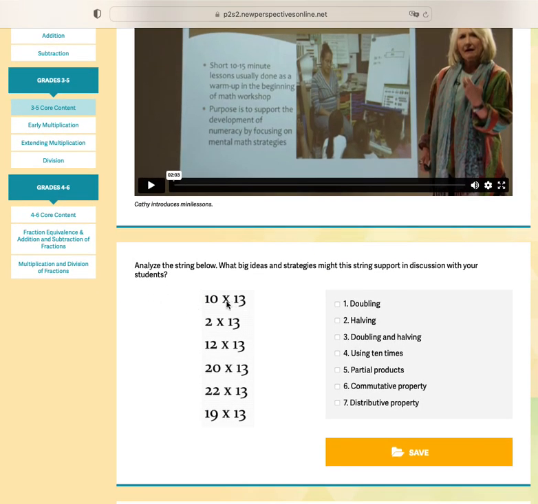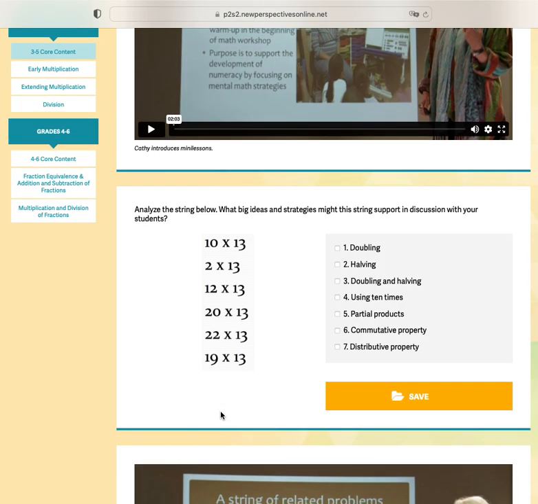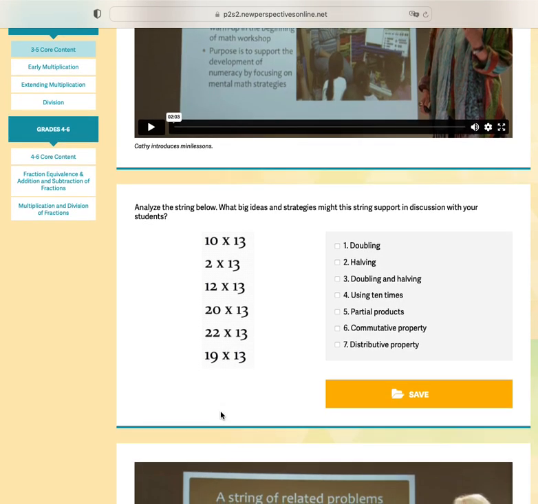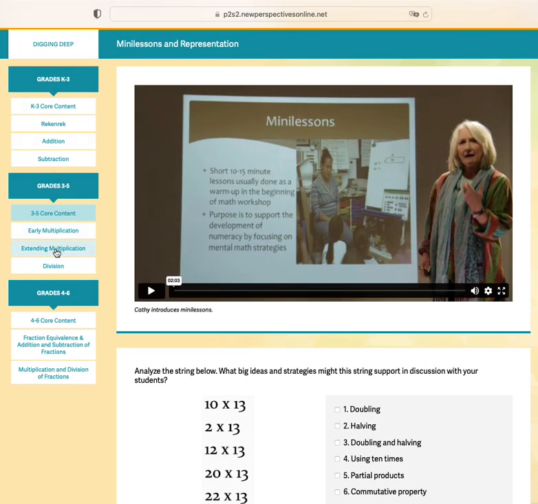You can analyze problem strings either on your own or with colleagues, thinking about, for example, the big ideas and strategies that are likely to emerge from kids because of the way the string is crafted. So in this case, you have 10 times 13, 2 times 13, 12 times 13. That little section there is going to draw out partial products, and we represent on the open array. And then 20 times 13, 22 times 13, and 19 times 13 are going to continue to allow for structuring and generalizing.